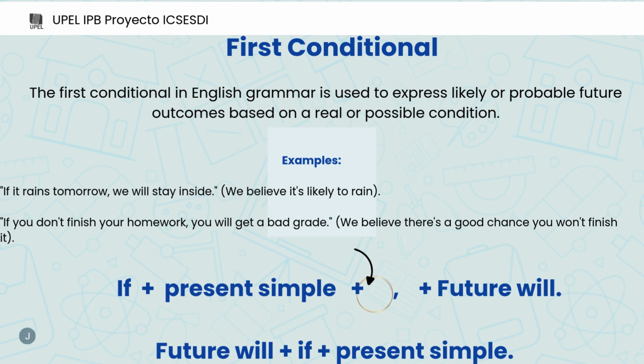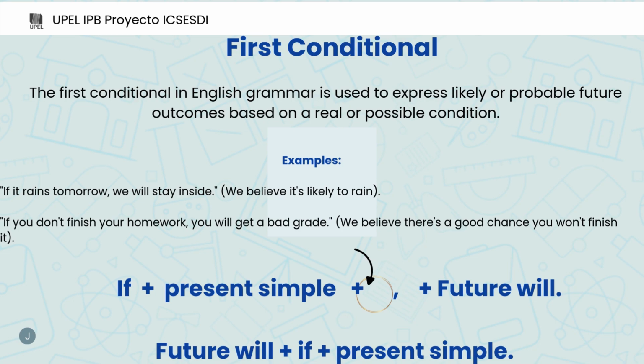Now, let's see the second example. If you don't finish your homework, you will get a bad grade. So, this is very probable, right? If you don't finish your homework, you will probably get a very bad grade. If you don't study, you will have a bad grade. So, that's very probable. Let's check the structure.